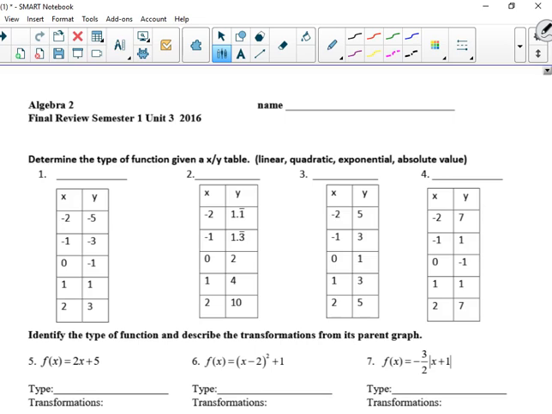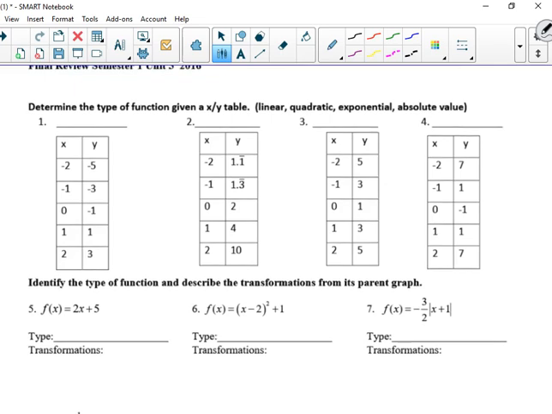Dealing with this, trying to determine what's going on in the function, we have to see what's going on between the numbers. So here we have plus 2, plus 2, plus 2, plus 2. When you have that situation and all the numbers are the same, you have a linear equation.